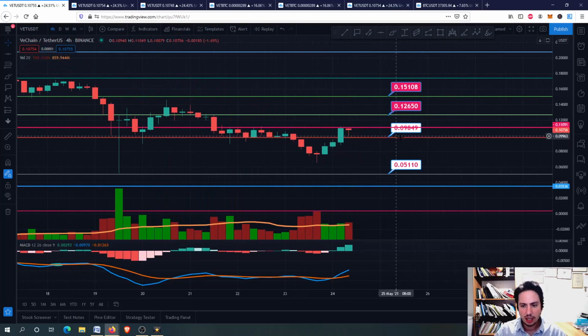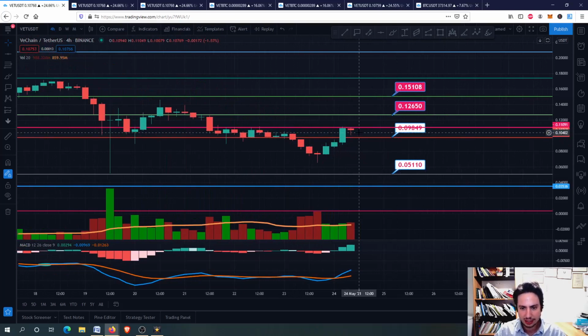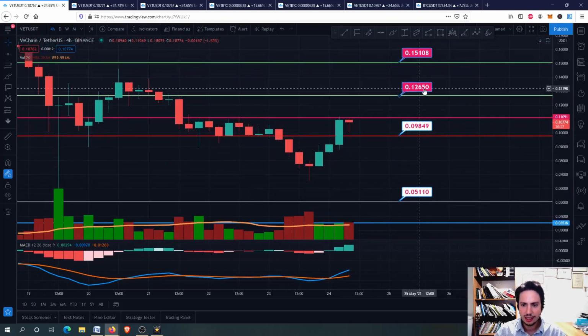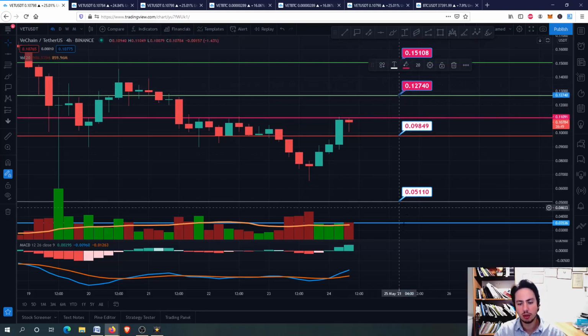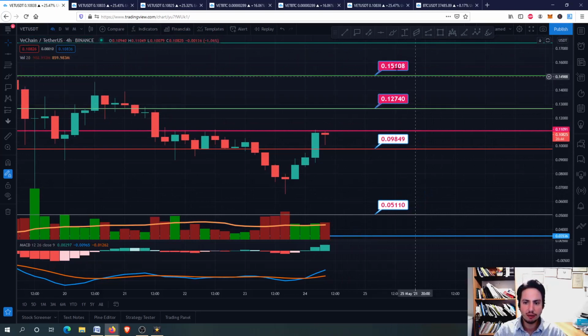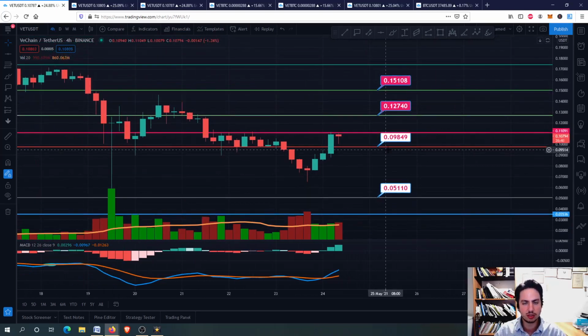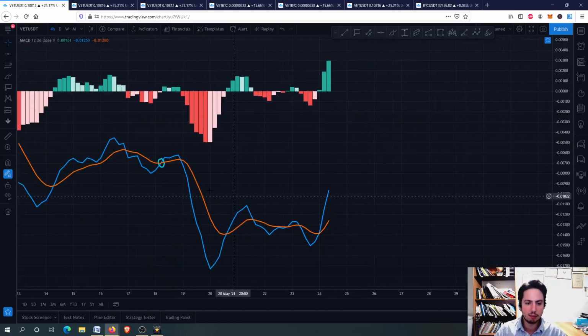And of course, the 9 cents were surpassed. We went upwards. We want to see if we can eventually go above the 11 cents, because afterwards the 12 cents and the 13 will be inevitable, and we will go there. We will be discussing that right now. 12 to 13, 15, 9 cents and 5 cents are the most important support and resistance levels for the short term. Let's see a little bit about the MACD.